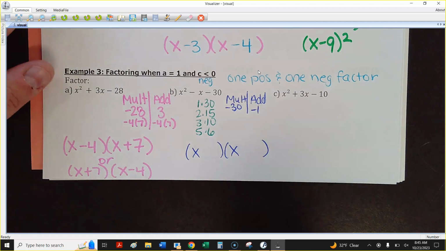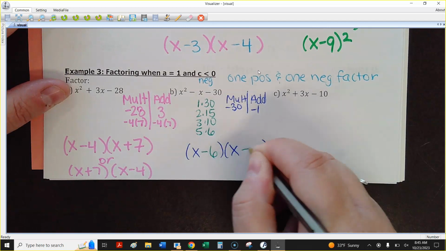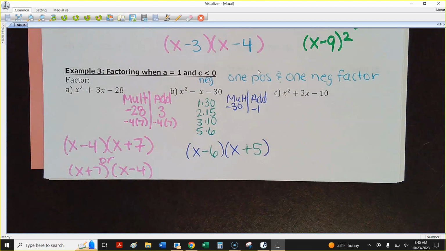Perfect. So just one of them is a minus 6. One of them is a plus 5. And you can't switch the minus and plus. Like the minus has to go with the 6, so you add up to negative 1. The plus has to go with the 5. Is anybody having a question? Okay.